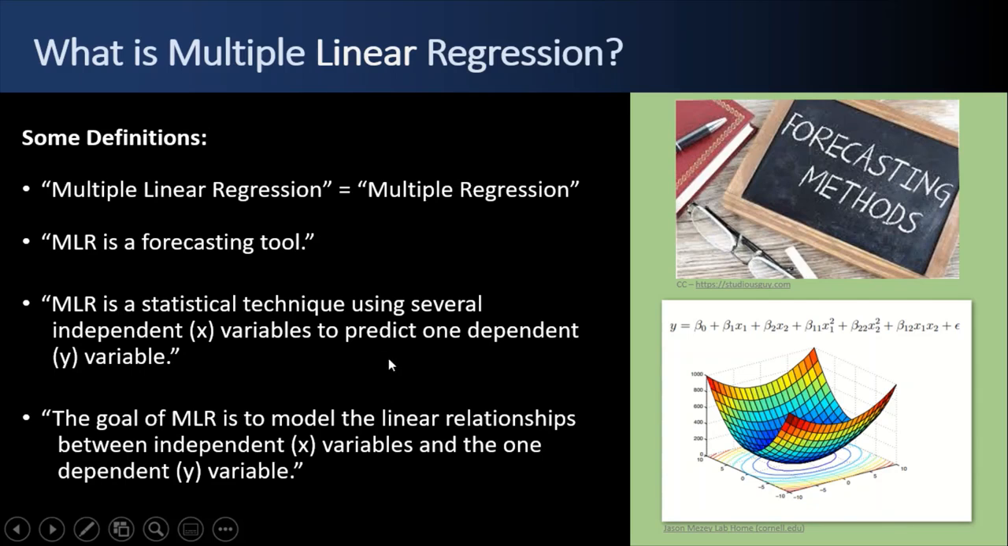And finally, the goal of MLR is to model the linear relationships between the independent X variables and the one dependent Y variable. And it frequently is a plane, could be curvilinear, doesn't have to be, but it's not just a simple line, it's going in multiple directions.